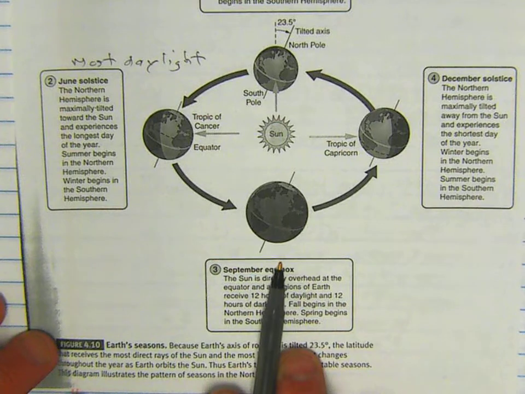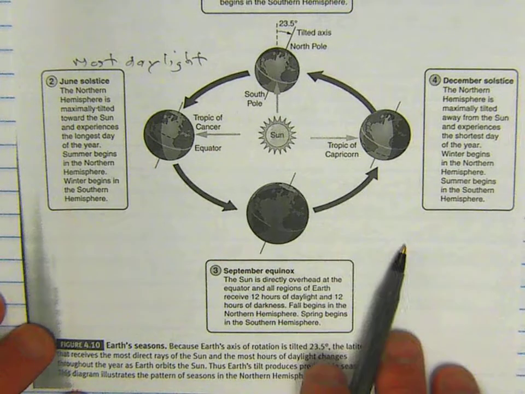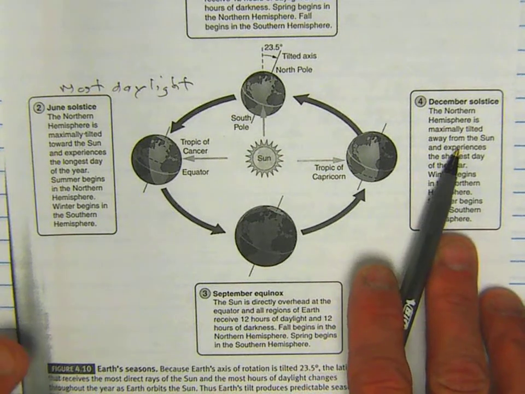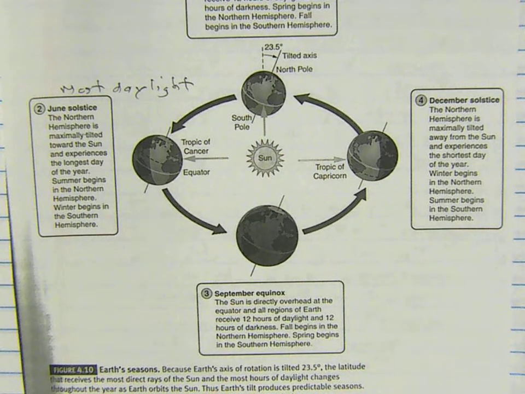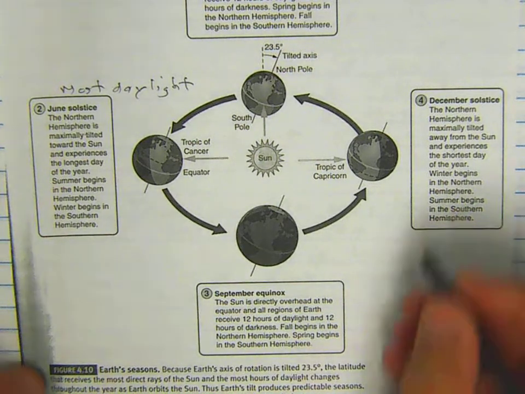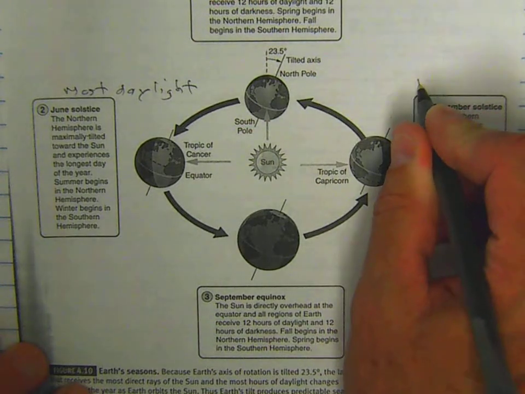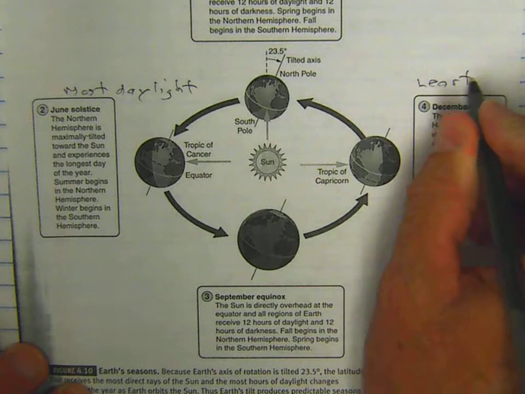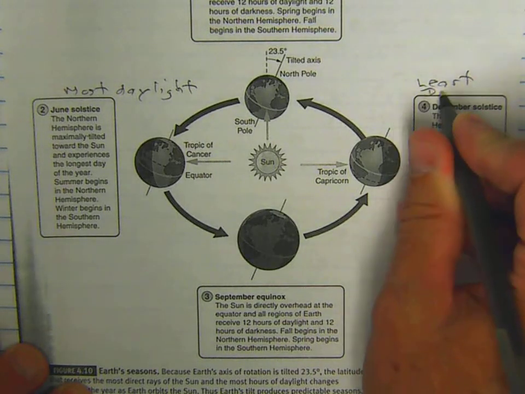Certainly the autumn is a great time here, and I think it's my favorite season. And then coming down to the last, number 4 here, the December solstice, winter solstice, where this is the time of least daylight.